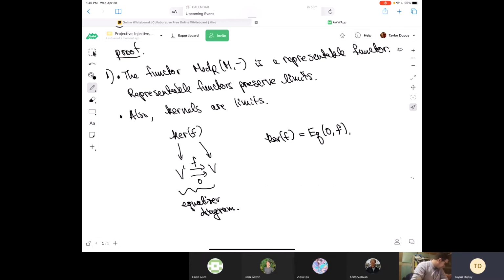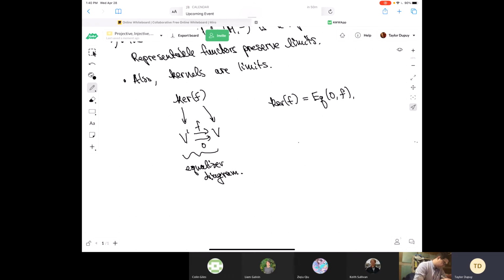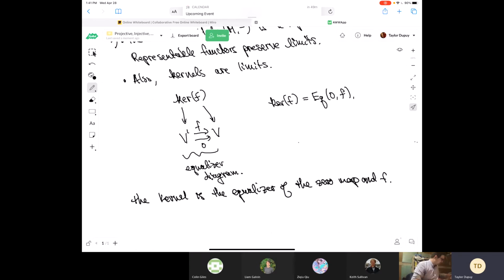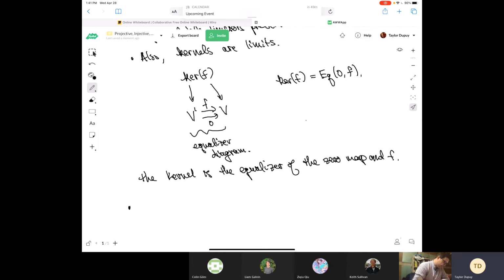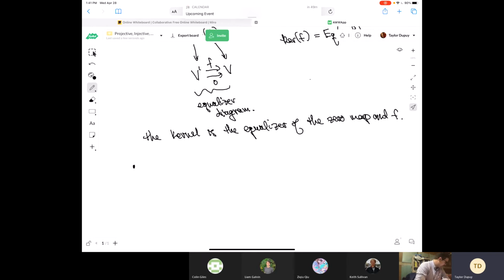So the kernel, I'll just write it out in words here, is the equalizer of the zero map and F. Since F is injective, and since the kernel is a limit, the kernel must be preserved under this functor.